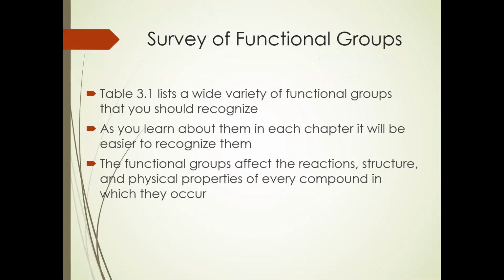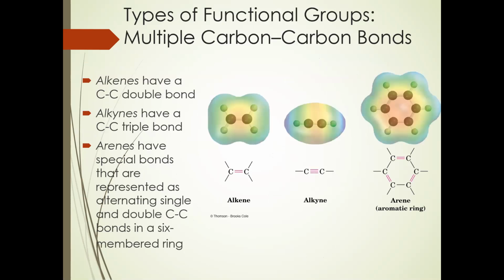Survey of functional groups. Table 3.1 lists a wide variety of functional groups that you should recognize as you learn about them. In each chapter, it will be easier to recognize them. The functional groups affect the reaction, structure, and physical properties of every compound in which they occur. Types of functional groups: multiple carbon-carbon bonds, in addition to single bonds. Alkenes have a double bond. Alkynes have a triple bond. Arenes have a special bond that is represented as alternating single and double bonds in a six-member ring.